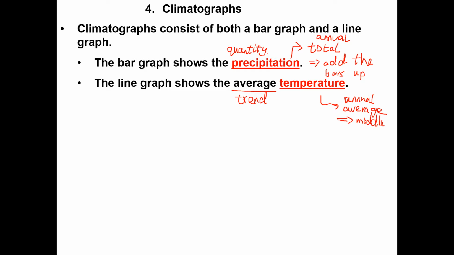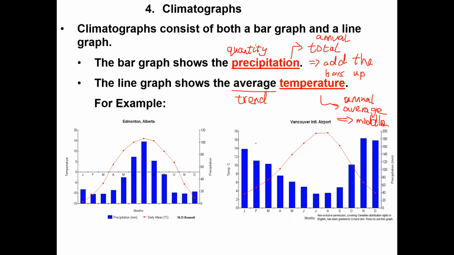Much harder to find total using a line chart because it waves a lot. Much easier using a bar chart. But very easy to spot the average, right? So here is an example, or two examples. Edmonton, Alberta, for instance. I'm going to go over this one first.